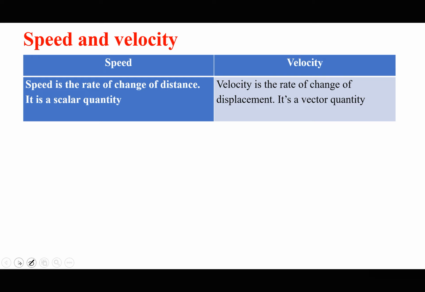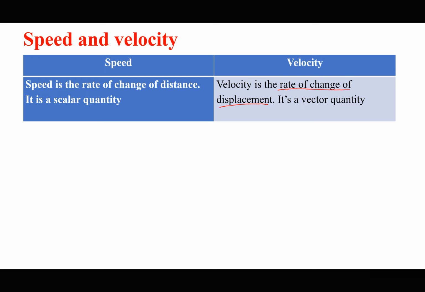To differentiate the two, speed is the rate of change of distance, that is distance divided by time taken, and is a scalar quantity. Velocity is the rate of change of displacement. Many times we make a mistake and say velocity is the rate of change of displacement with time or per unit time. That is a repetition which cancels out the word rate, because the word rate means a change in displacement over time taken.